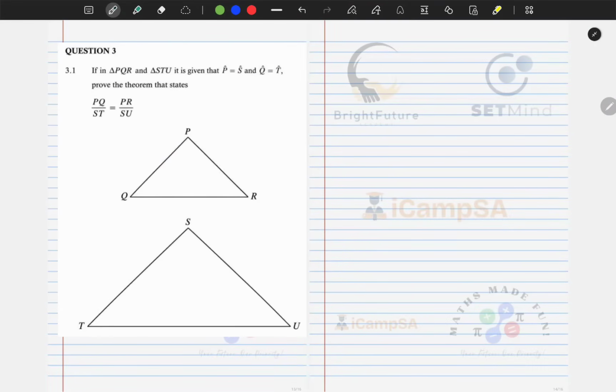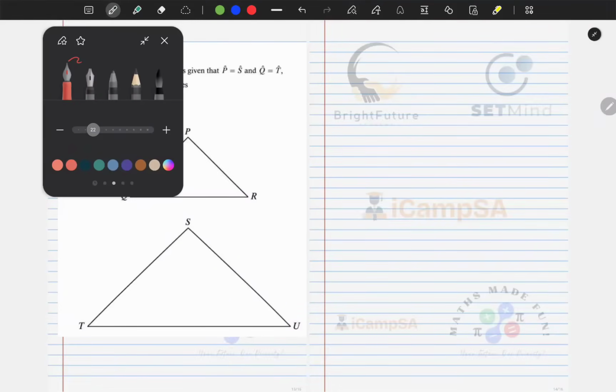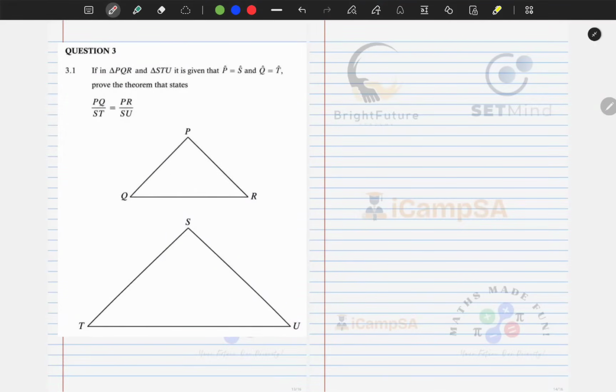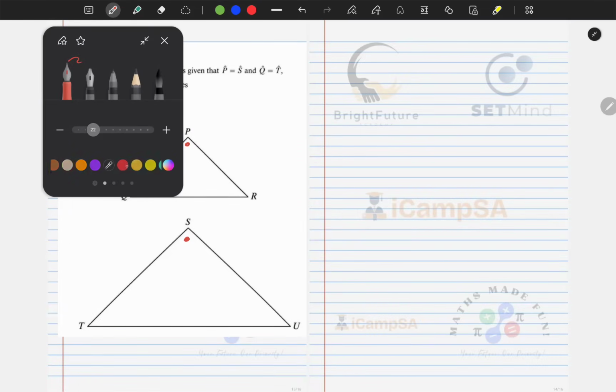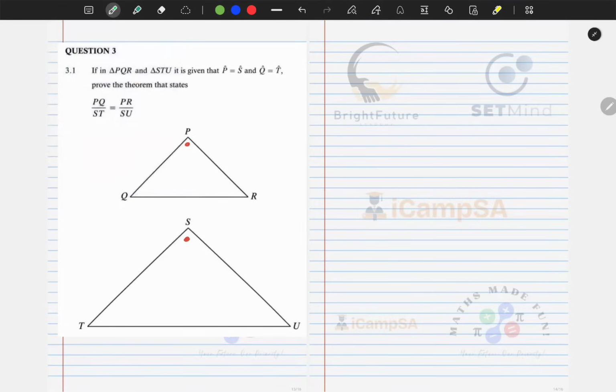So let's now have a look at question 3. In question 3, it reads, if in triangle PQR and triangle STU, it is given that angle P equals angle S. So what I'm going to do is highlight. This angle, we are told it is equal to this one. And then, let's go for green. Then we are told angle Q is equal to angle T.